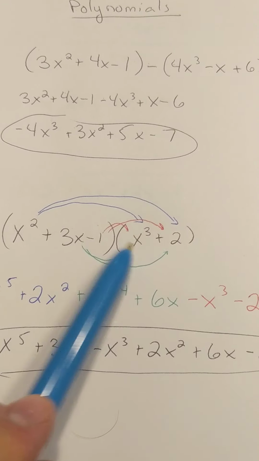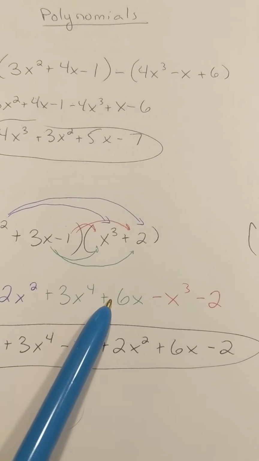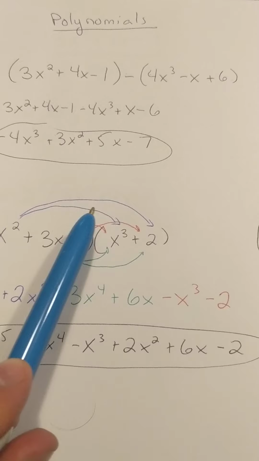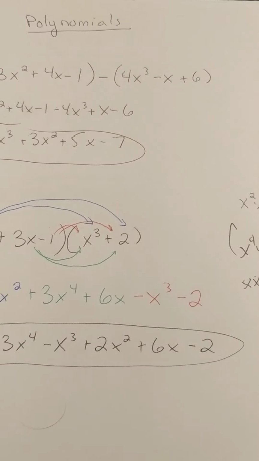So again, I have 3 x's here and 1 x there, so that becomes 3x to the 4th. And then 3x times 2 is 6x. Negative 1 times x cubed is negative x cubed, and negative 1 times 2 is negative 2.